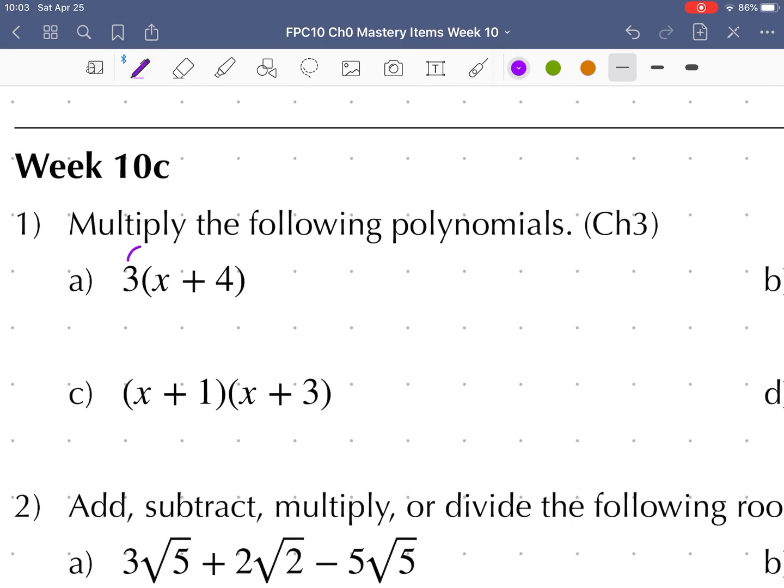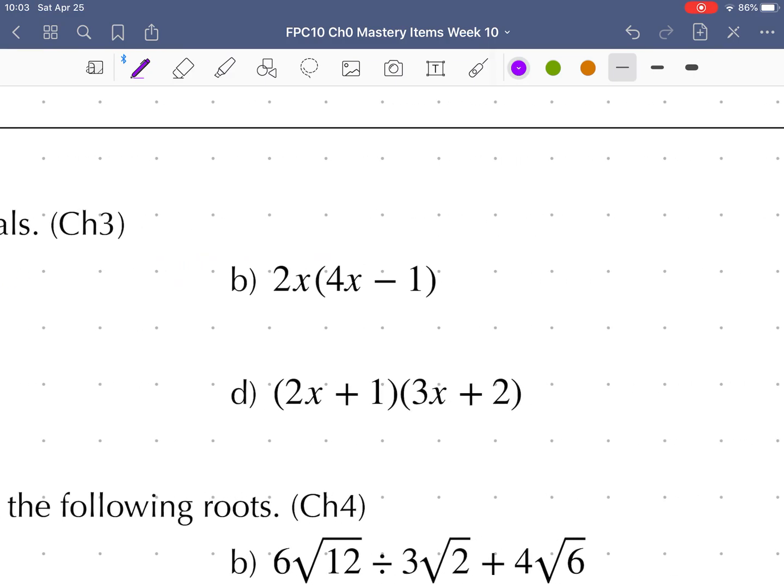Alright, so we take this 3 and we multiply it to each term. 3 times x is 3x, and we do the 3 times 4, which is plus 12. Letter B. We take our 2x and we multiply it to both terms in this binomial here. 2x times 4x, then 2x times minus 1. 2x times 4x is 8x squared, and 2x times minus 1 is minus 2x.